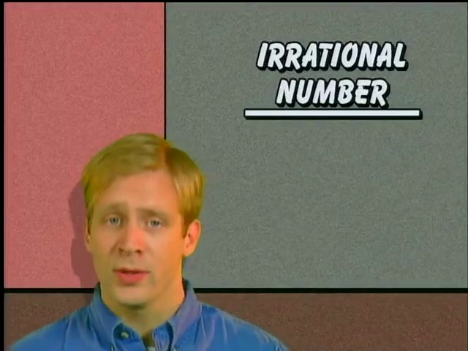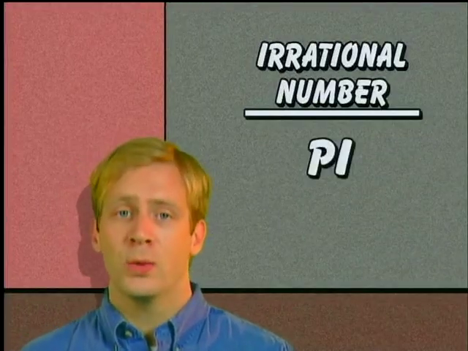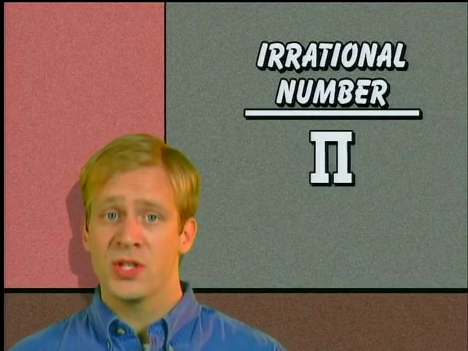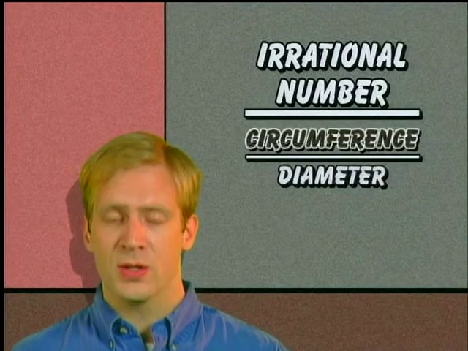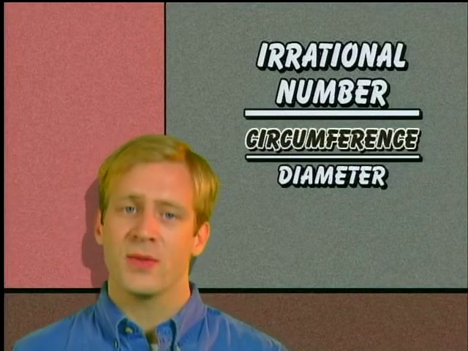Irrational numbers are decimals that go on forever and don't repeat. An example of an irrational number would be the number pi. We often see it listed as this symbol, which is the Greek letter pi. Pi represents the ratio of a circle's circumference to its diameter. But don't worry yourselves with that right now.